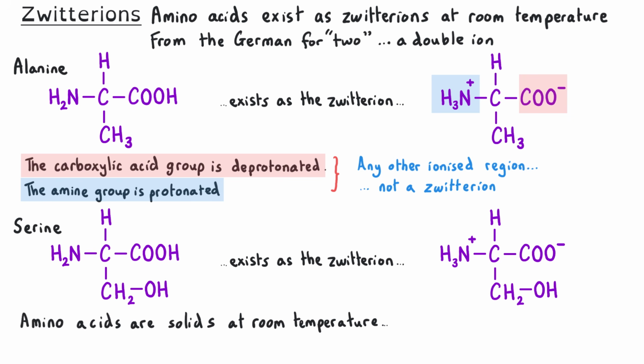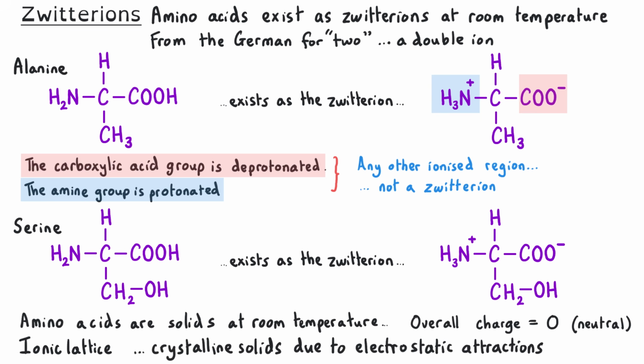Amino acids are solids at room temperature because even though they have an overall charge of 0, in other words, they are neutral, their structure is an ionic lattice, and so they are crystalline solids. And this is due to the ionic bonding, with electrostatic attractions between the positive part of one Zwitterion and the negative part of another. And so this means that they have a melting point above room temperature.